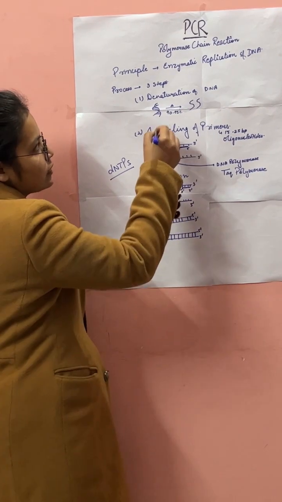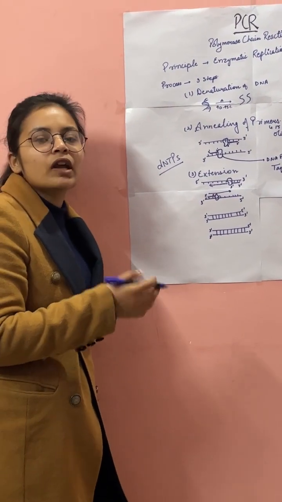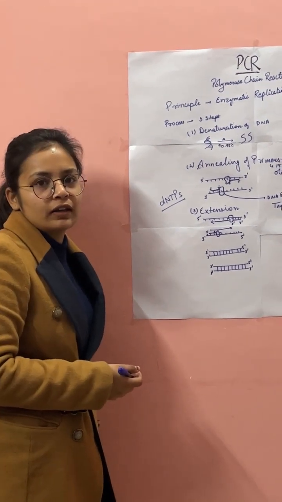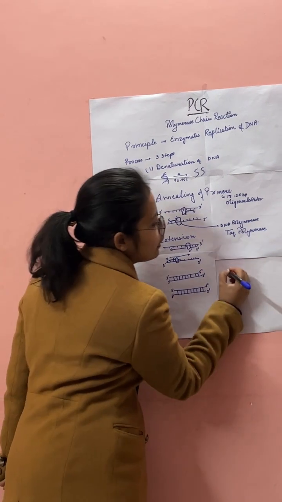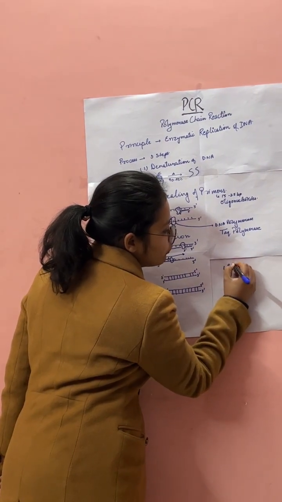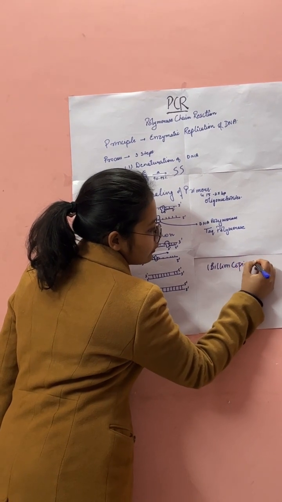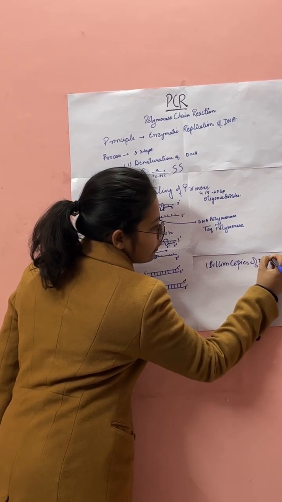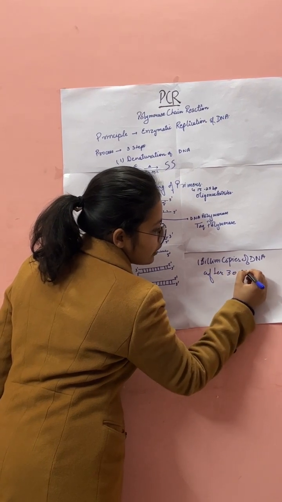Now when these 3 steps are repeated again and again, we get multiple copies of DNA. So after 30 times repeating of these 3 steps, we get 1 billion copies of DNA.